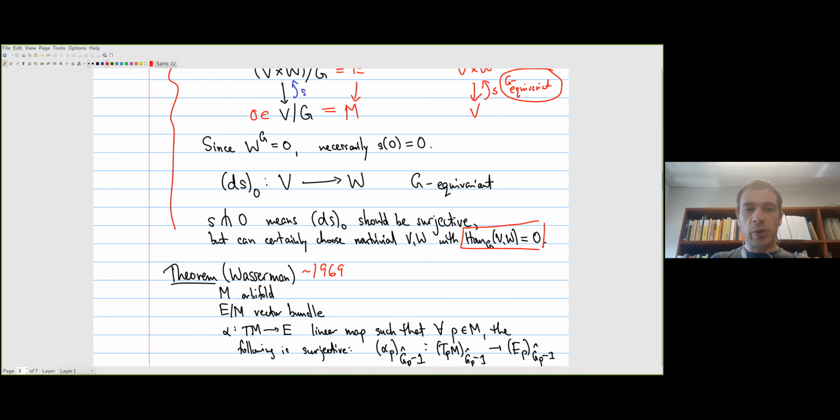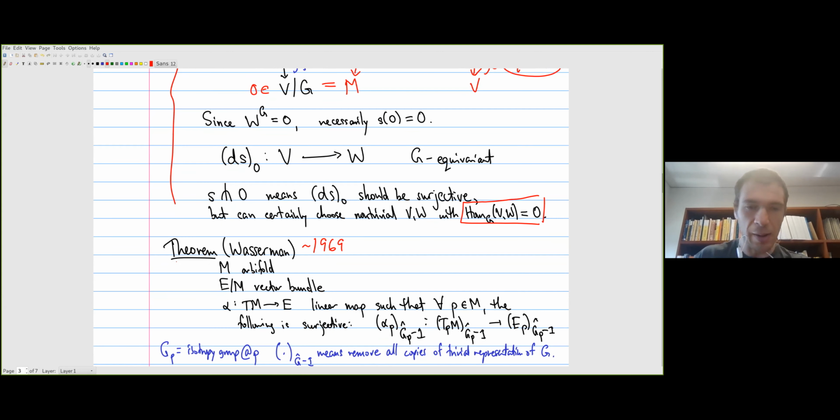So we need the following somewhat complicated operation. Okay, it's not that complicated. If you have a representation of a finite group, it decomposes into irreducible representations, and we're in characteristic 0 because we're looking at real representations, so this is true. And I want to delete all the copies of the trivial representation. So when I write subscript G hat minus 1, that just means you take whatever's in the parentheses and remove all the copies of the trivial representation of G.